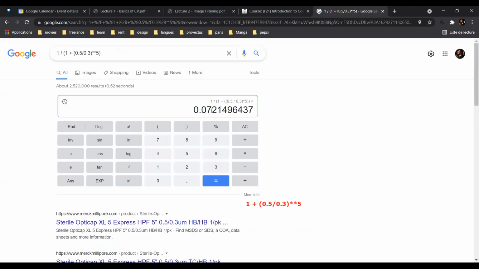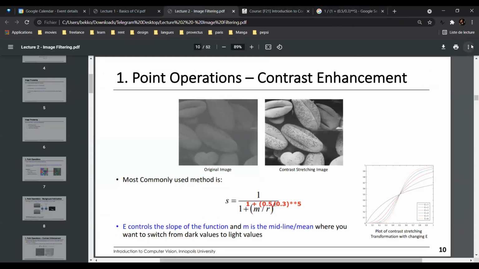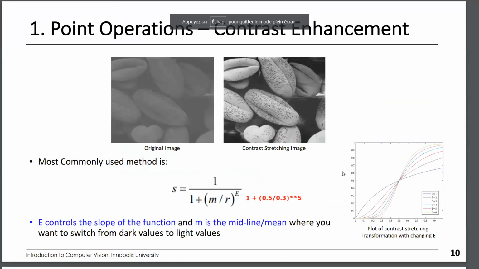That gives you 0.07, right? So we started with 0.3, and we went even darker. And this is the point of this algorithm, right? So what it's trying to do... Yes, of course, go ahead.